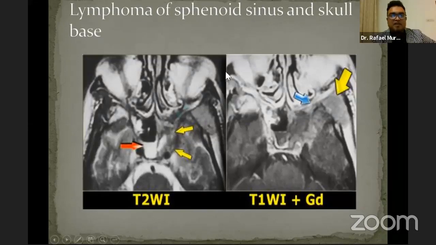Here, this is a case of a lymphoma of the sphenoid sinus and skull base. We can see in the right sphenoid sinus on the T2 weighted image there are fluid lesions. On the T1 weighted image there is hypointensity, but when we administer the contrast, enhancement is seen in the left-hand side image, which we can see in the yellow arrow.